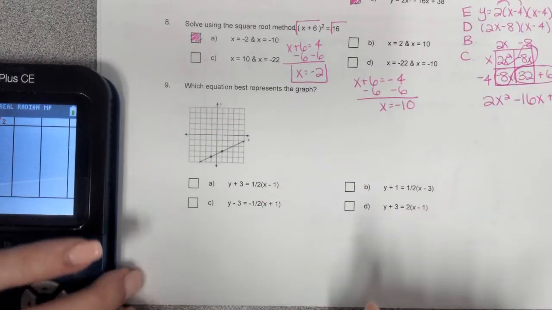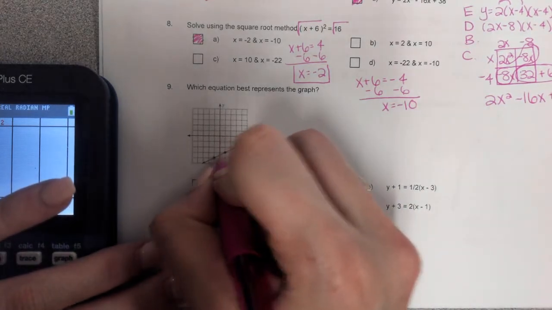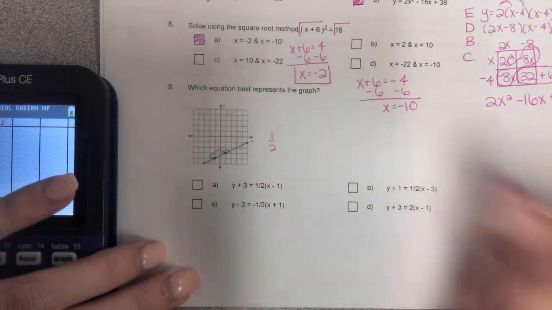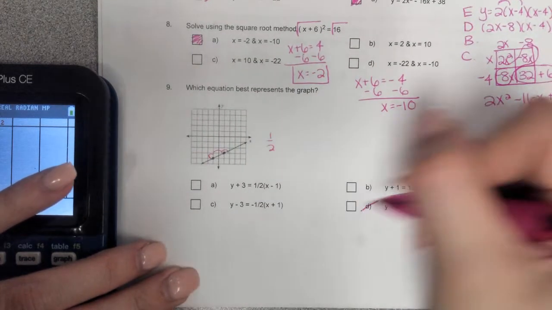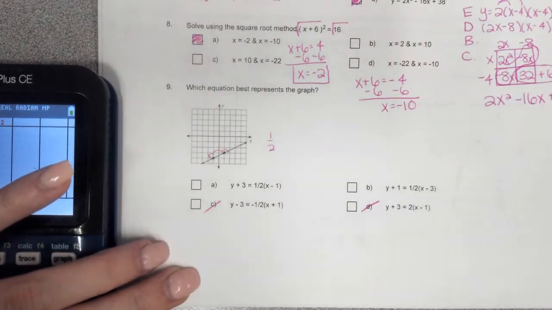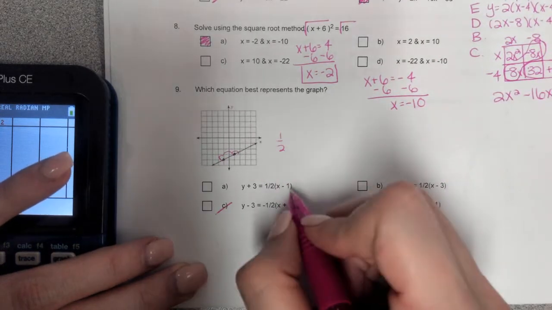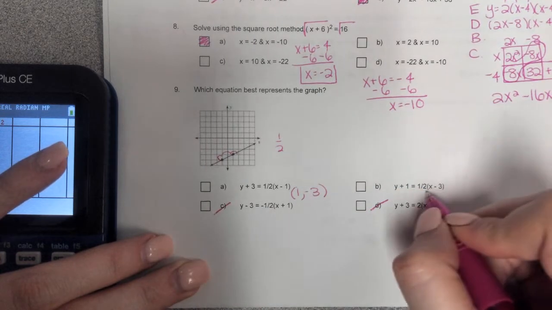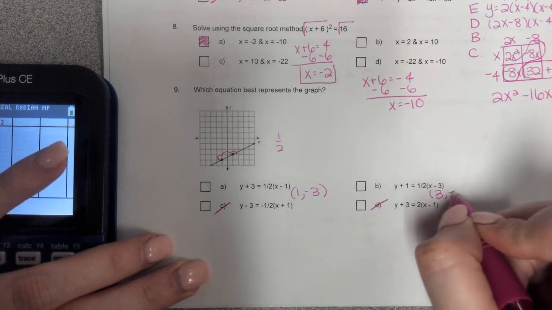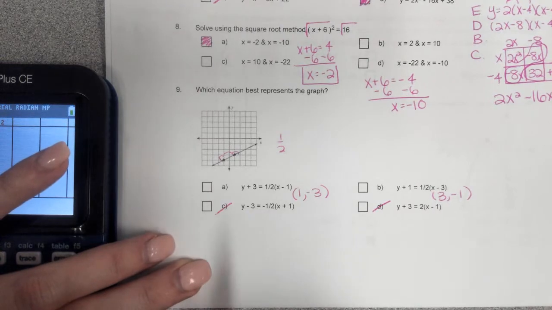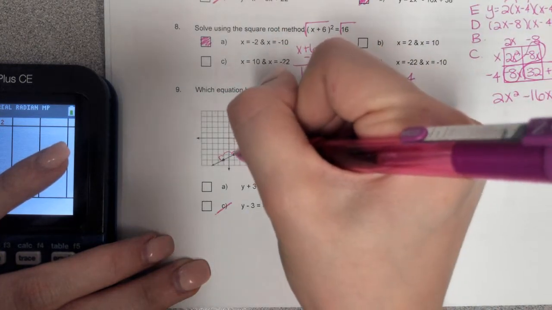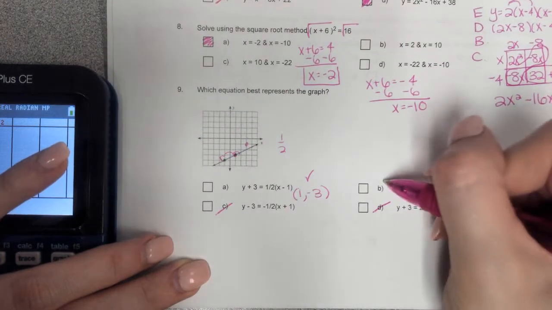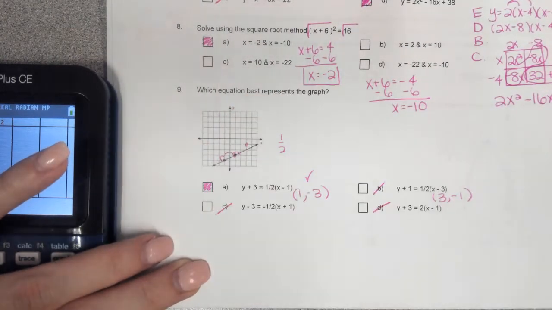Which equation best represents the graph? So I'm going to find the slope. They already gave me 2 pretty points. I'm going up 1 over 2. So my slope is 1/2. So it's not D and it's not C. And then I need to find a point. So this means x is positive 1, the y is negative 3. The x is positive 3, the y is negative 1. So I need to see which one of those points is on your graph. 1, negative 3, yes. 3, negative 1, no. This is your answer.